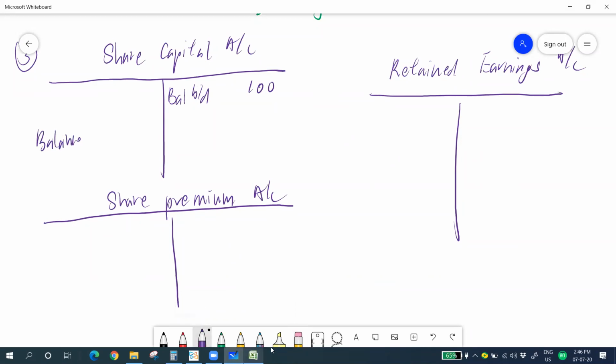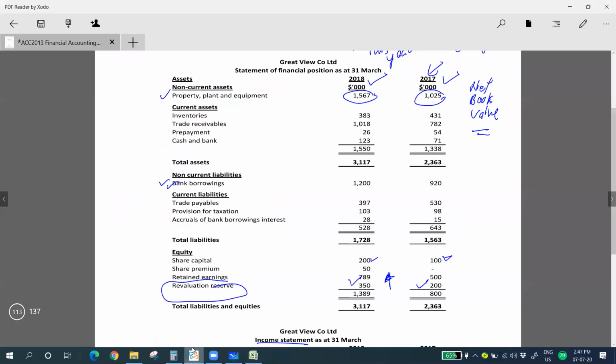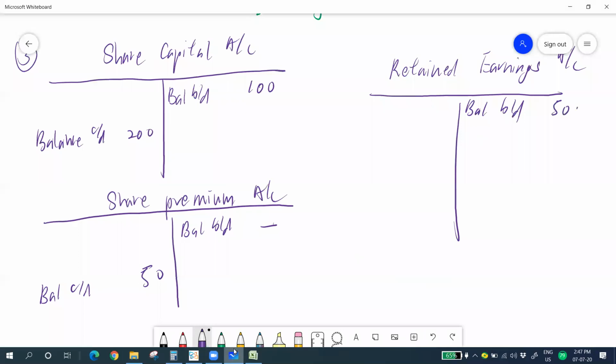Our balance CD, 200. Share premium, balance PD is 0. Balance CD is 50. For the retained earning, my opening balance is 500. The closing is 789. 500 and 789. 500 closing, 789. First, we record all the opening balances.